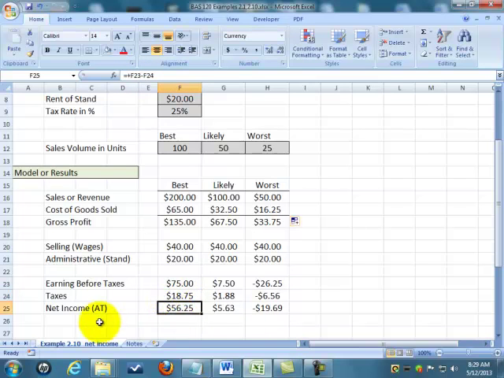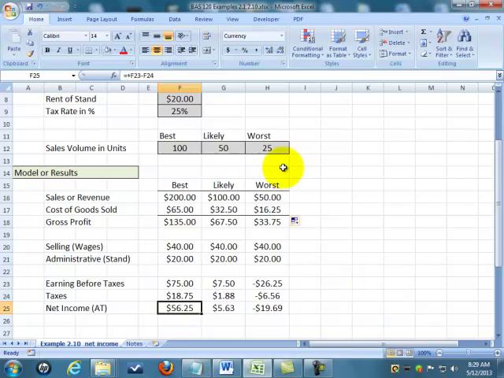And then here's my net income after tax, which is just my earnings before tax less my taxes, giving me my earnings after tax. What this allows businesses to do is very quickly look at several scenarios, because life is really a range since you can't predict the future. So under these assumptions, I know best case I'm going to make about $56 a day. Worst case I might lose $20.